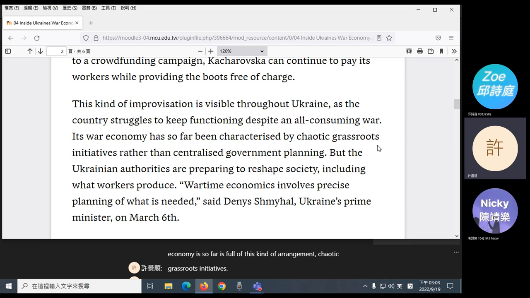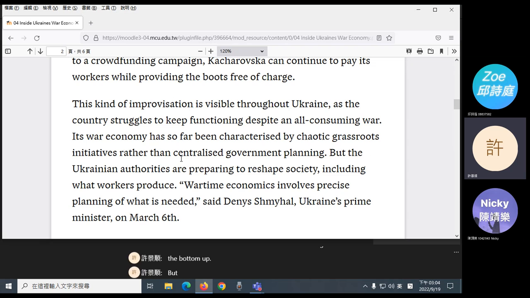Grassroots means from the bottom, from the people. Initiative is a plan, rather than centralized government planning. Again, centralized in American English is spelled with a Z. So centralized government planning would be top down, but in this case, most of the business and ideas are coming from the bottom up.